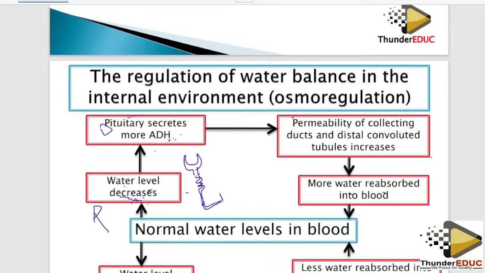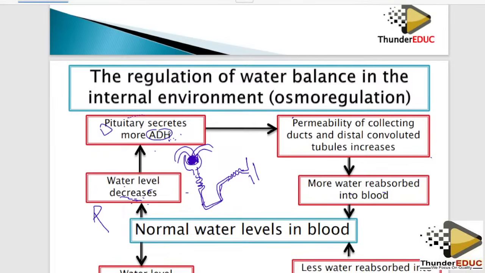and then you have the ascending loop of Henle. Then you have the distal convoluted tubule, and then it's connected to the collecting duct. And here you have the afferent vessel. Here you have the glomerulus, and then you have the efferent vessel. The afferent vessel must be bigger than the efferent vessel. That's not a big deal. That's grade 11 work. So what I want is ADH.